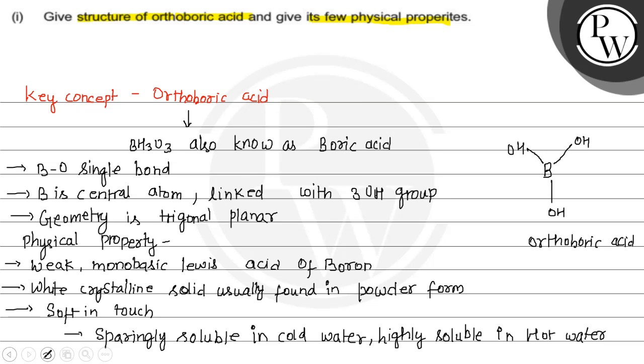Okay, so this is the general description of the orthoboric acid structure. In this, the chemical formula of orthoboric acid is BH3O3, and it is also known as boric acid. In this structure, boron oxygen single bonds are present, and boron acts as a central atom linked with three hydroxide groups, and the geometry of BH3O3 is trigonal planar. The physical properties of BH3O3 orthoboric acid: it is a weak monobasic Lewis acid of boron, and it is a white crystalline solid usually found in powdered form.